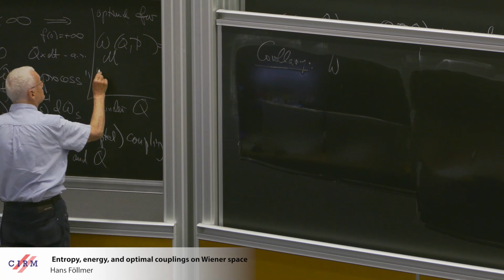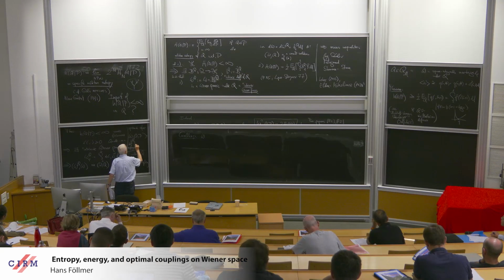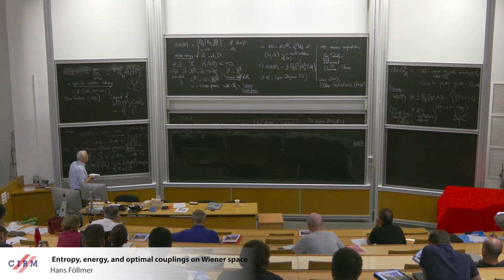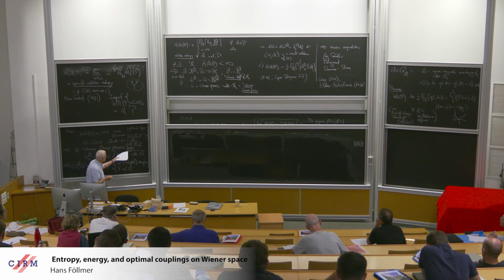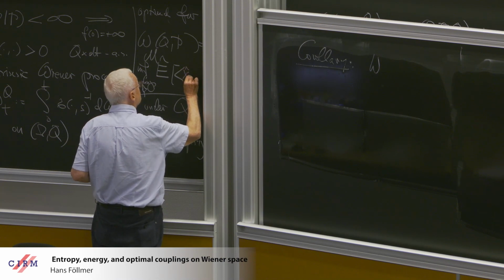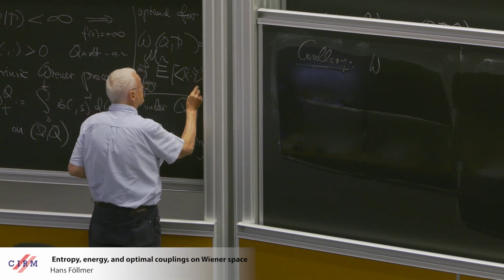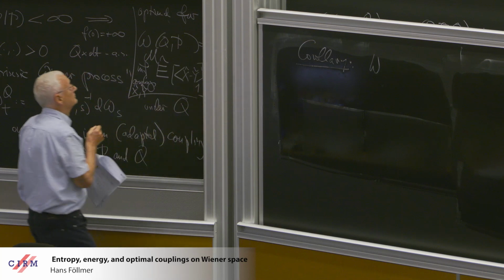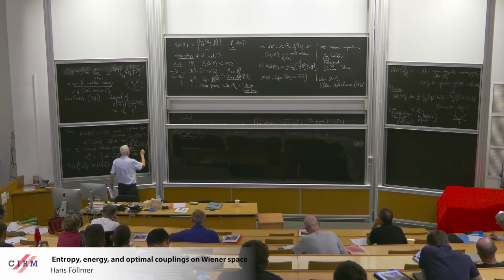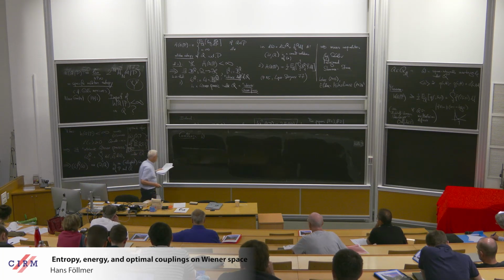the infimum over couplings, so couplings x-tilde, y-tilde on some probability space, where x-tilde has law P, Wiener measure, and y-tilde has law Q. And now we take x-tilde minus y-tilde. Both are continuous martingales, so we can get the quadratic variation. We take the quadratic variation up to 1, and we take the square root. So with this definition of W_M, we get the following corollary.